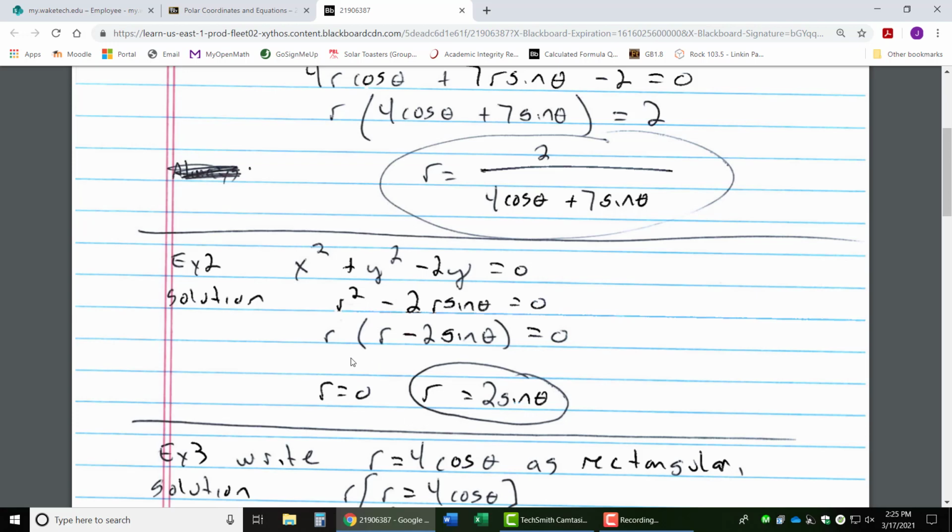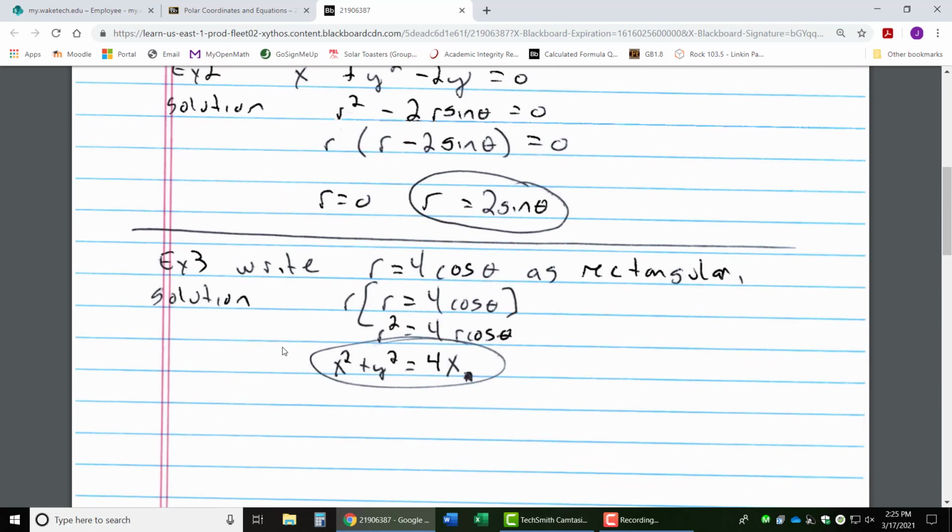So if you do factor like I've done here, the r equals 0 is not by itself a solution. The r equals some equation is going to have r equals 0 as part of it. So there you go, just be aware of that. So back on this first line, you don't want to go r squared equals 2r sine theta and then stop. That would not be a correct way to do that.